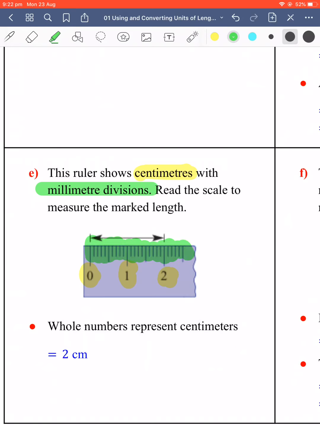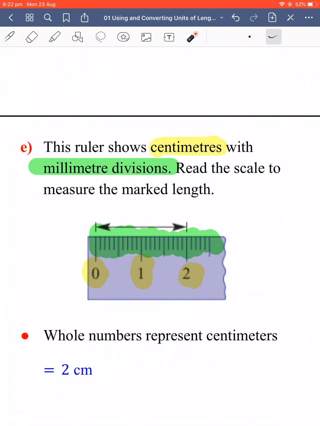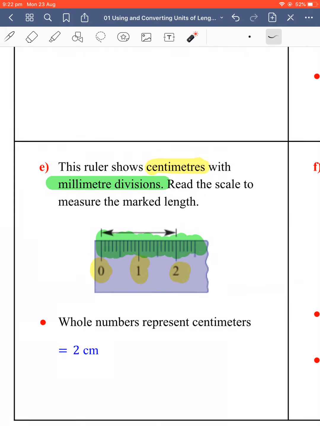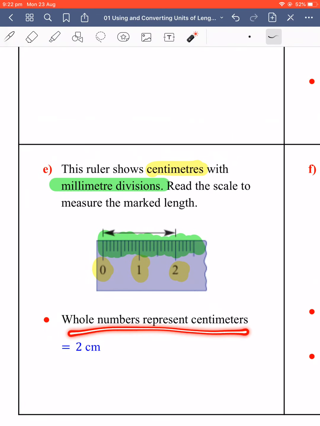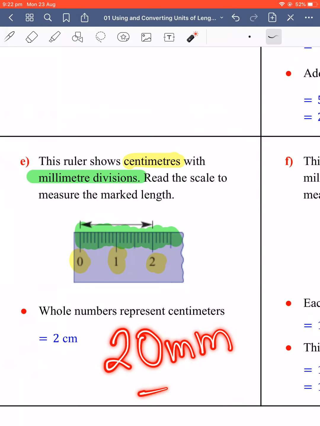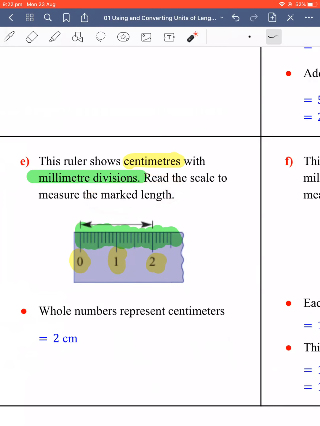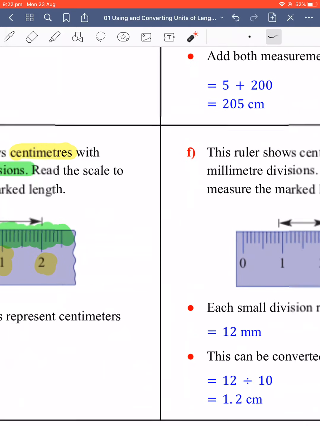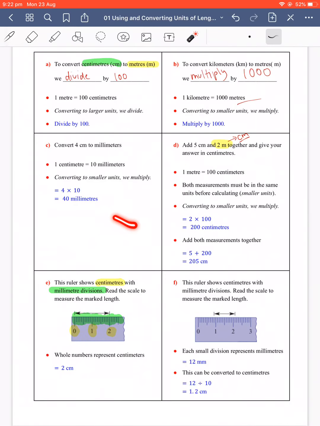So now we're going to have to read the scale. So let's zoom in a little bit more for you. So I want to read it as the marked length. So the whole numbers represent centimeters, and I have exactly 2 centimeters. Nice and simple. I could also say that I have 20 millimeters. Okay, it really depends on what they're asking you to do.